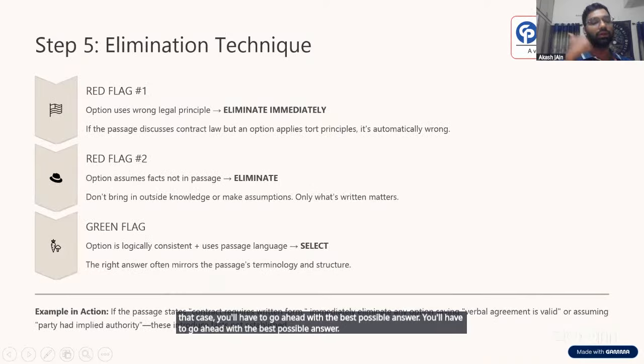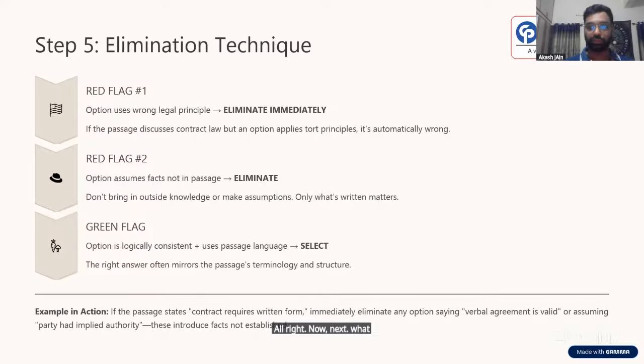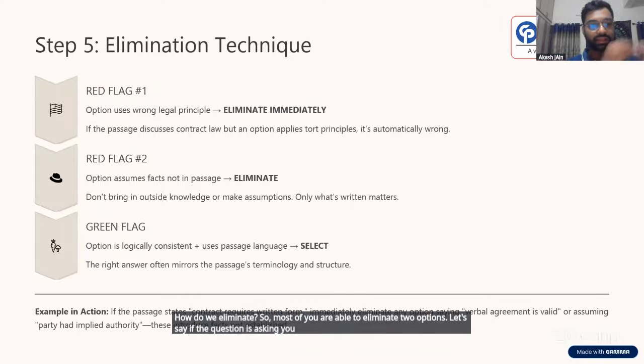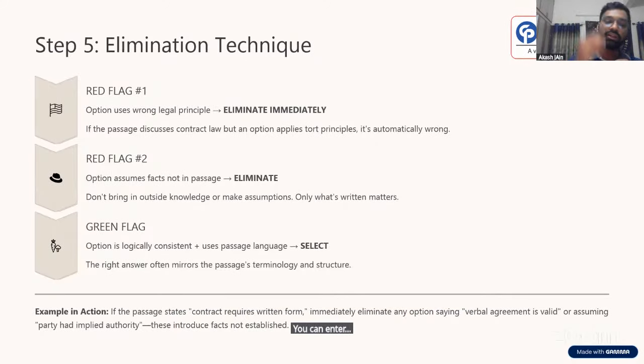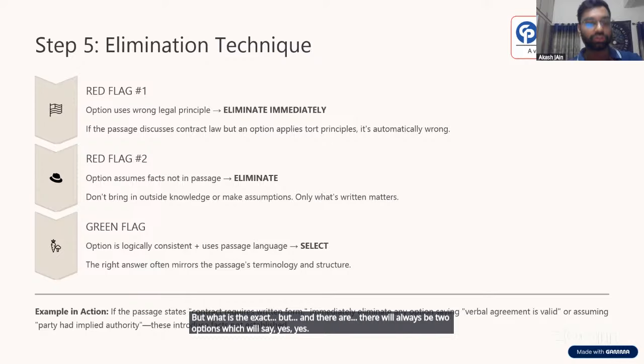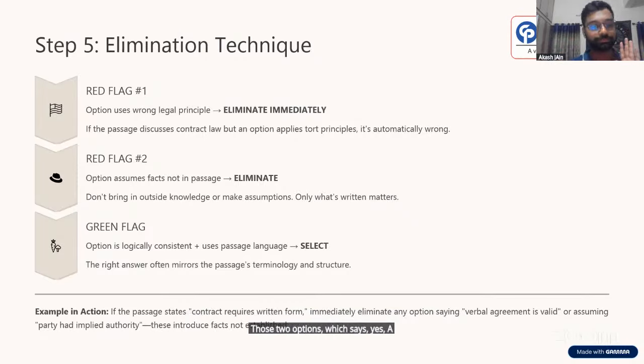All right. Now, next, what to do when you're stuck with the option? Because this is one of the issues which most of you are facing. How do we eliminate? So most of you are able to eliminate two options. Let's say the question is asking you whether A has committed the murder or not after giving you a factual matrix, and you are able to conclude that A has committed murder. But there will always be two options which say yes, he has committed murder. So now you're confused between those two options. Then how do we eliminate that option?